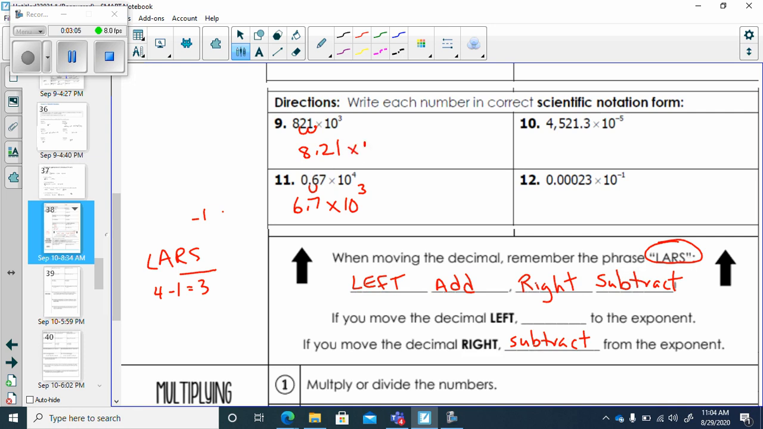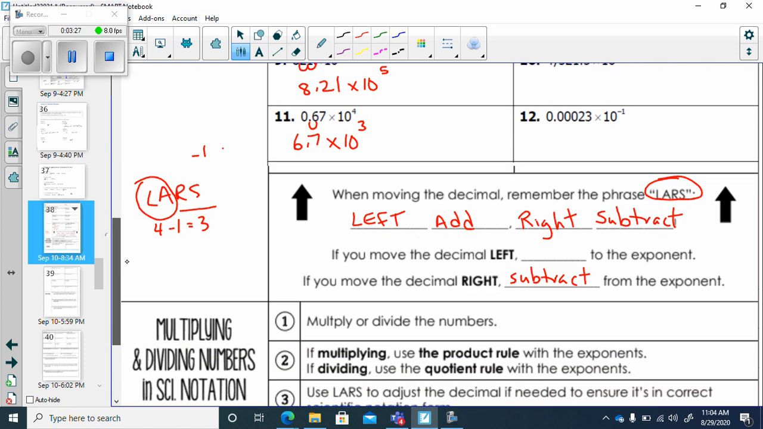8.21 times 10 to the, okay, now we need to know what we do to this 3. I've moved the decimal 2 places left. If I move left, I add. So I'm going to add 2 to that. Correct? 8.21 times 10 to the 5th. 3 plus 2 is 5.